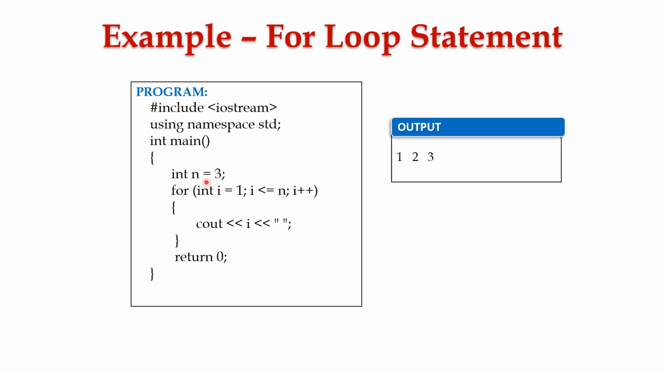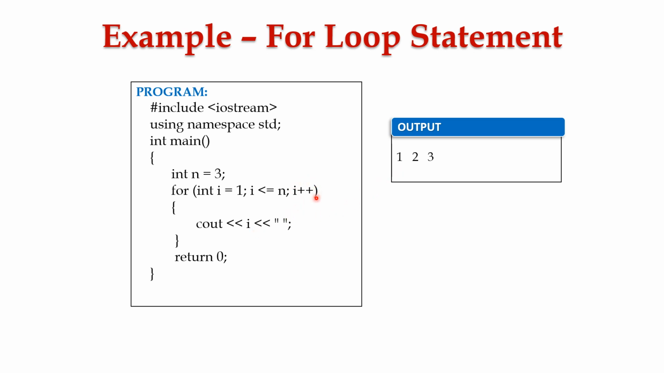Now let's see how the program gets executed. We know that the value of the variable n is equal to 3. In the for loop, we have declared the variable I and initialized it with the value 1. The condition is I should be less than or equal to n. The value of the variable I is 1 and the value of n is 3. So 1 is less than or equal to 3, and the condition is true. So we display the value of the variable I to the user. Now the value of I is 1 and 1 is displayed to the user.